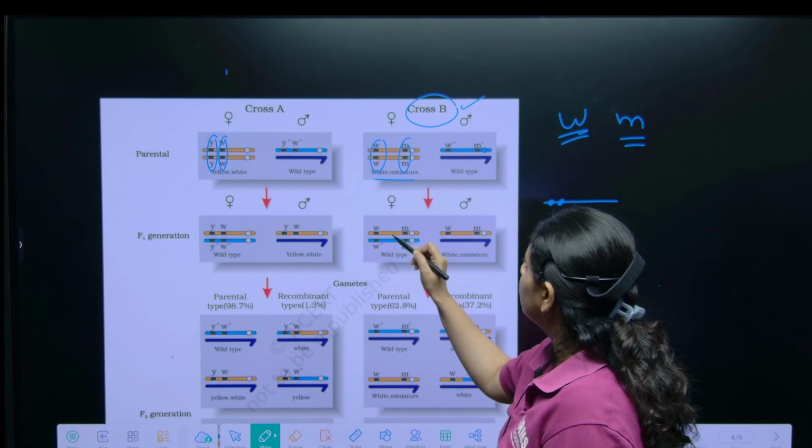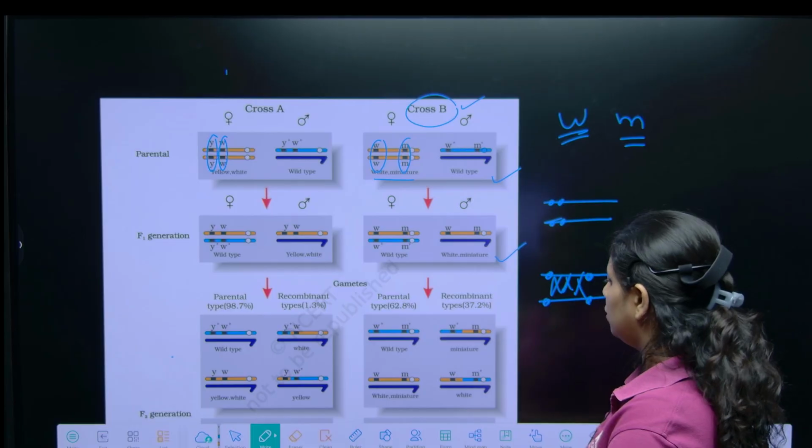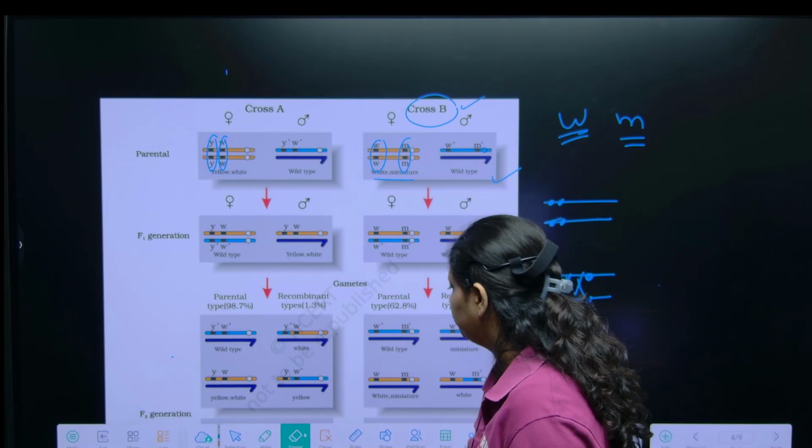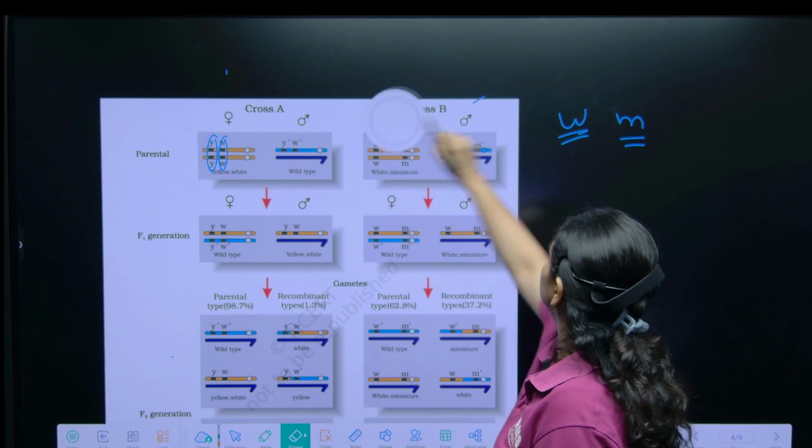So that is why you see, in the same way, you have the parentals, the F1 generation. Now look at the F2 generation. This is important. Look at the F2 generation.